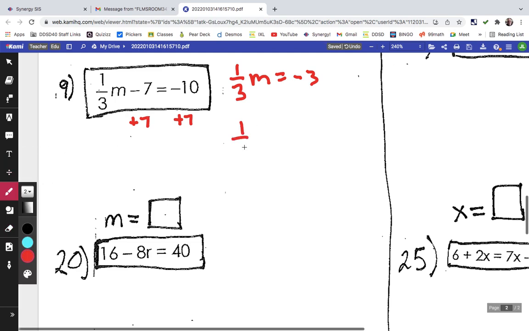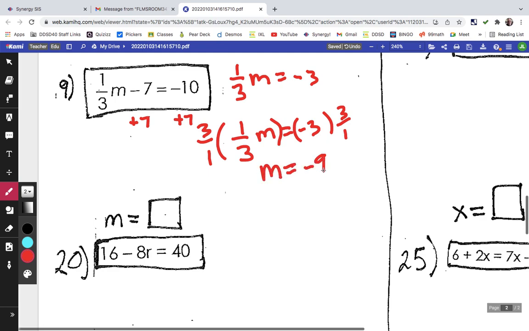Okay, I'm rewriting it so that I can leave that step, but then take the next step, which is to multiply by 3, or 3/1, the reciprocal. When we multiply by the reciprocal, this creates a 1. So I've got to multiply this by the reciprocal, which is 3/1. So m is equal to -9.